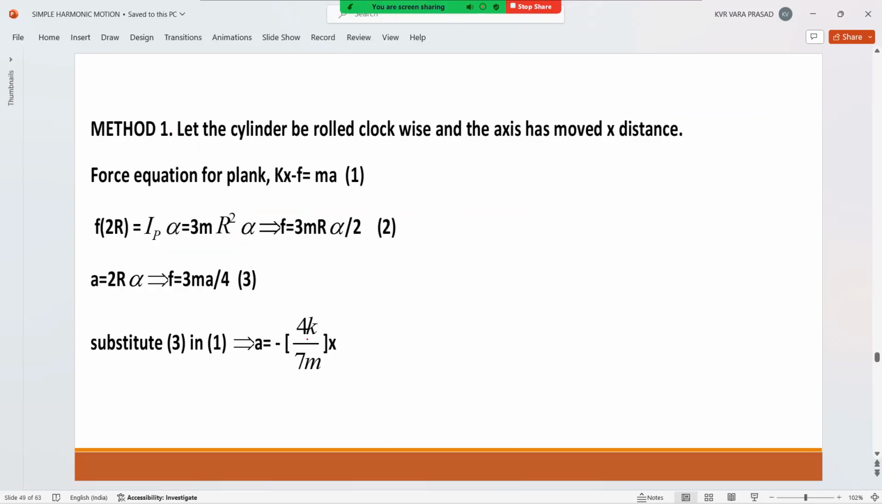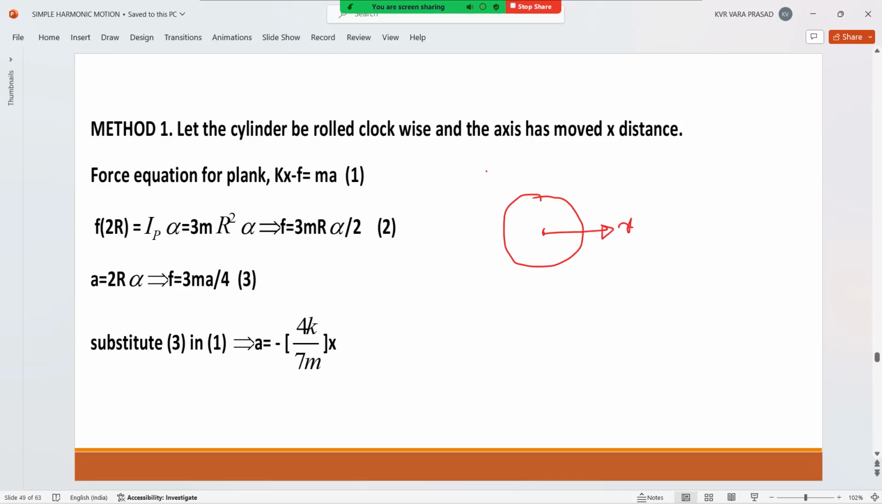So we are solving this by two methods. One is using force and torque. Second, by using the energy method. First is the sentence given here. Let the cylinder be rolled clockwise and the axis has moved x distance. I am making the diagram here. The cylinder axis has moved distance x.